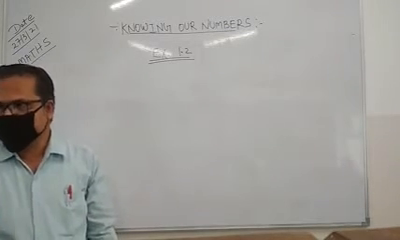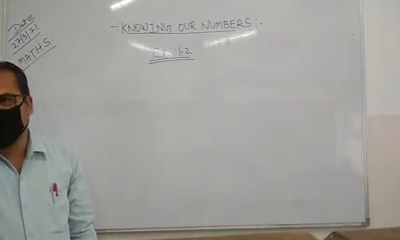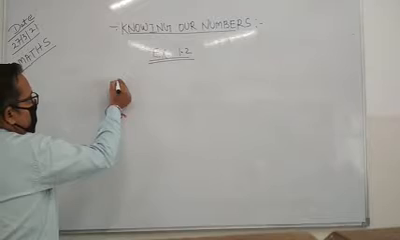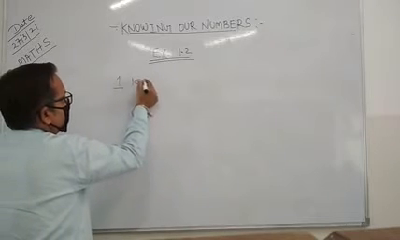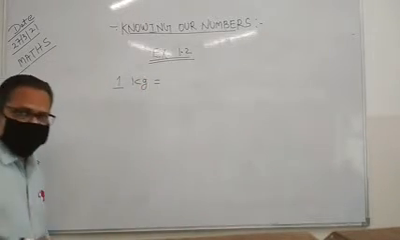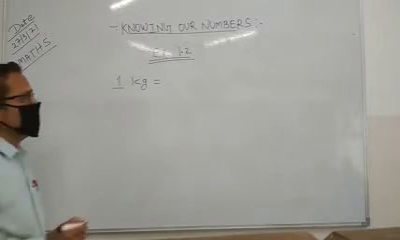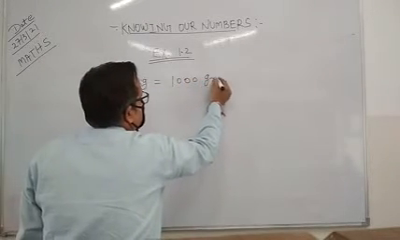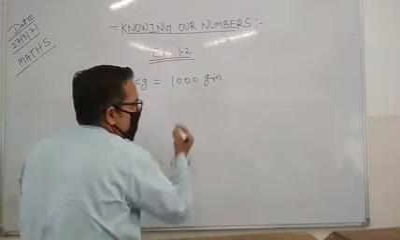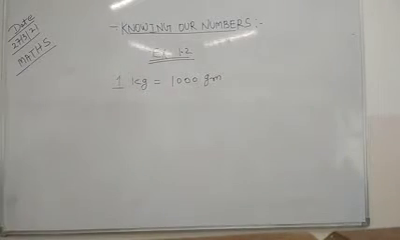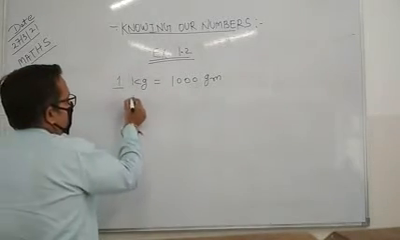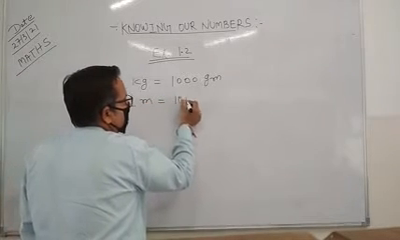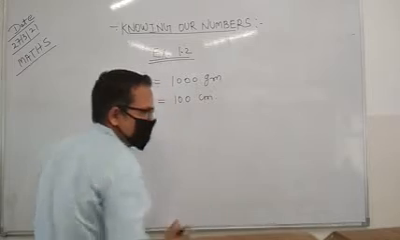Now, one of the important things is that you can also learn about some conversions. For example, if we say in 1 kilogram, how many grams will be there? So how will you write? That is 1000 grams. In 1 kilogram we have got 1000 grams. Then you can also learn that in 1 meter, how many centimeters are there? It is 100 centimeters.